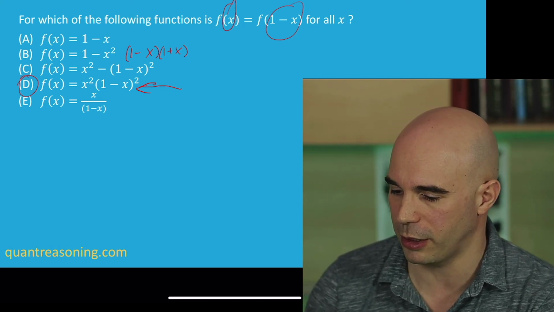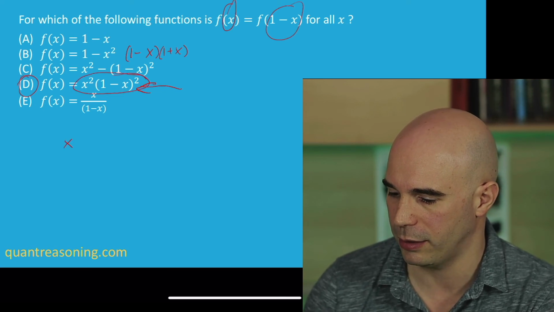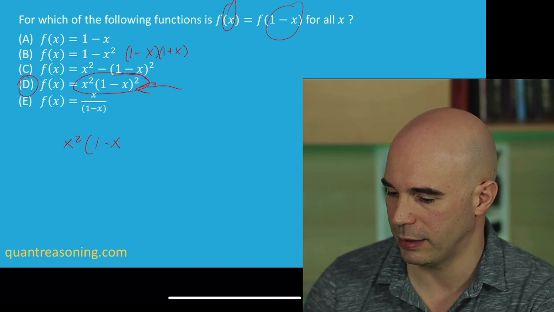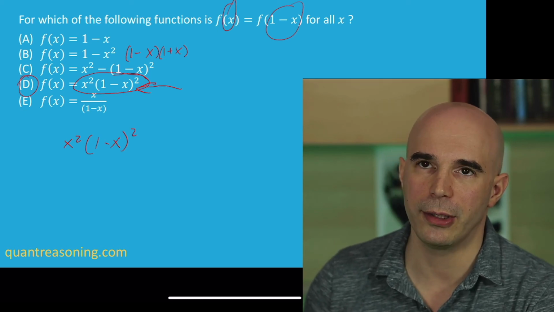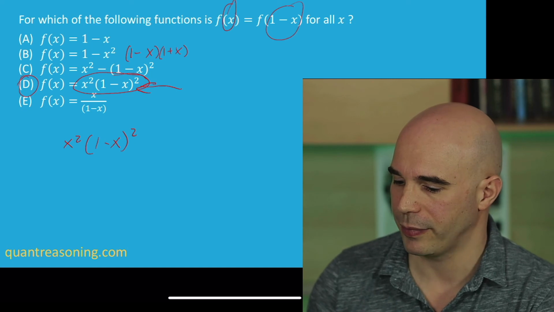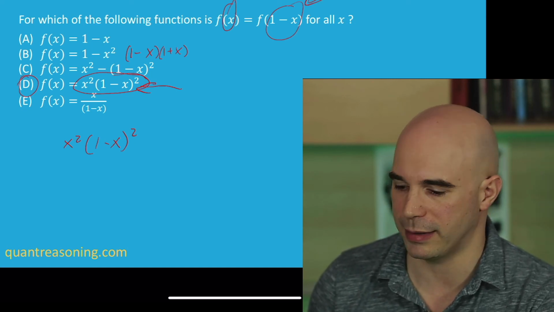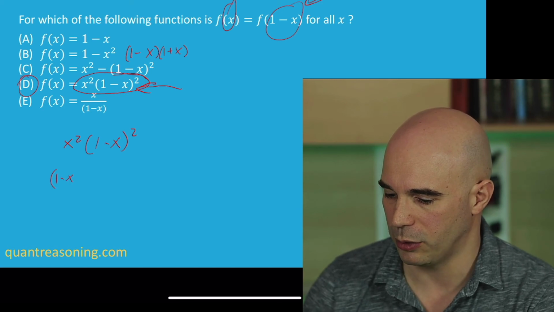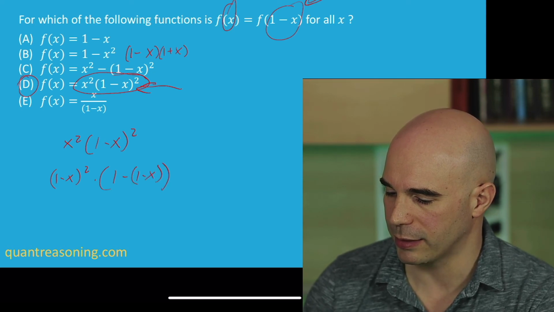If we wanted to prove it algebraically, we would do the following. We would write out x squared times 1 minus x squared, just like that. So I'm copying the answer choice. And now I'm going to write it again, but this time, anytime I see x, I'm going to throw in a different input. I'm going to throw in 1 minus x, because that's the input. So it would be 1 minus x squared times 1 minus x squared.